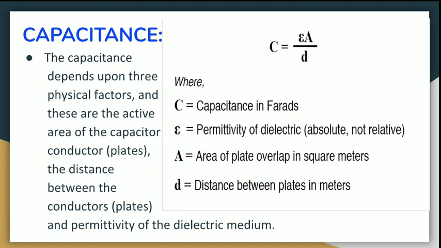Capacitance depends upon three physical parameters: the active area of the conductor, the distance between the conductors, and the permittivity of the dielectric medium. C = εA/D, where C is capacitance in farads, ε is permittivity of the dielectric, A is area of plate overlap in square meters, and D is distance between the plates.